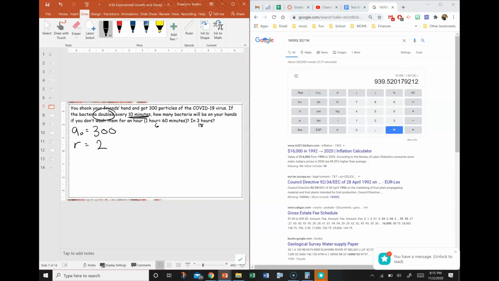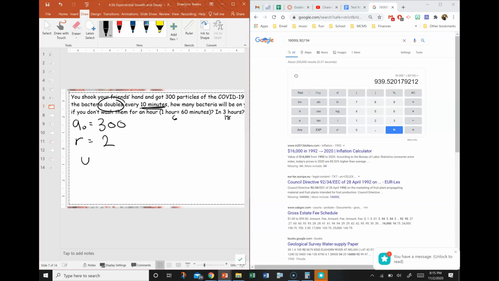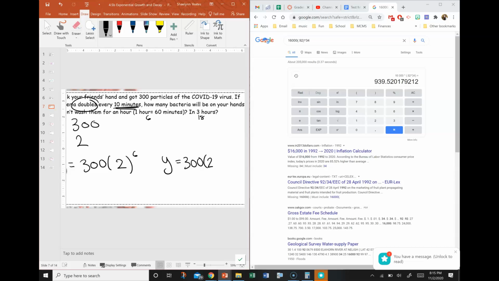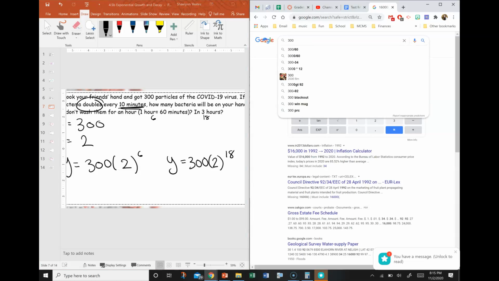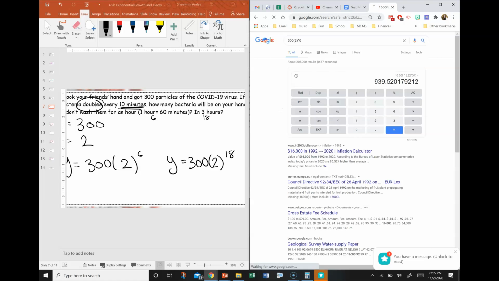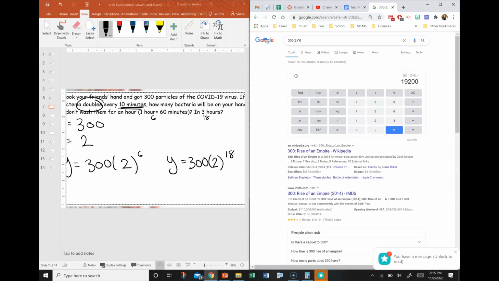So, let's see what happens. So my equation now is y equals our starting amount times 2, and then we're going to do to 6 first. And then we'll have y equals our starting amount times 2, and then we'll do 18 second. Okay, so we come over here to our handy dandy Google calculator. We do 300 times 2 to the 6th. And we have 19,200 bacteria after an hour.